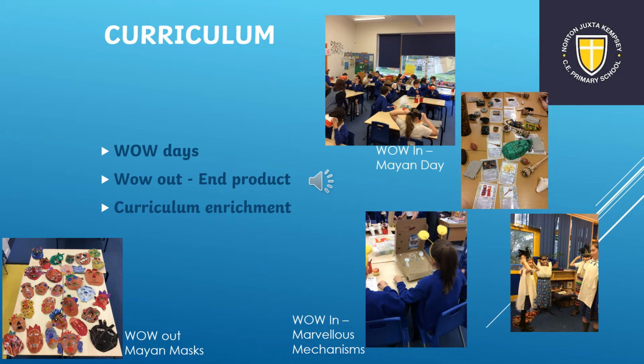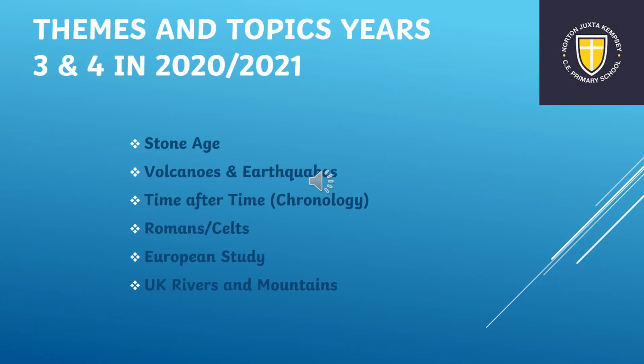Another thing we do is something called WOW Outs, and this is where, as part of the topic, the children work towards completing an end product that brings all of the learning together into an end result. You'll notice in the bottom left-hand corner that the children created some amazing Mayan masks, and we were going to have those on display as part of an exhibition. That might be something we do for a WOW Out. Alternatively, a WOW Out might be a visit somewhere, so it might be a school trip, but a WOW Out ties up all the learning and finishes off the topic in a fun and engaging way for the children.